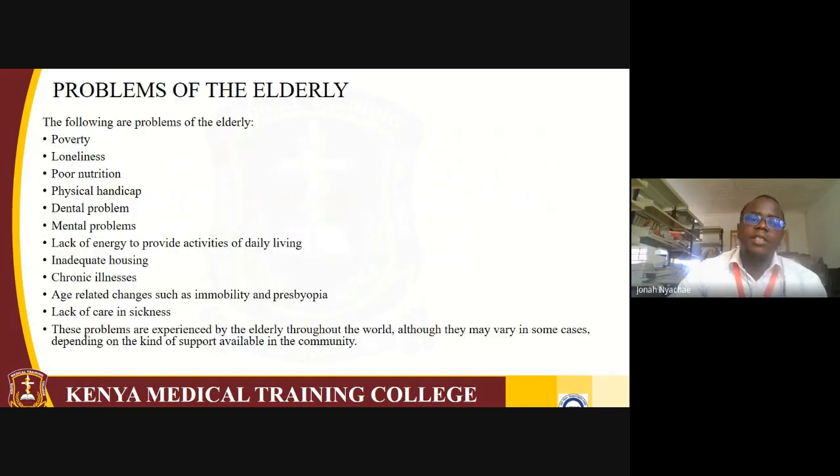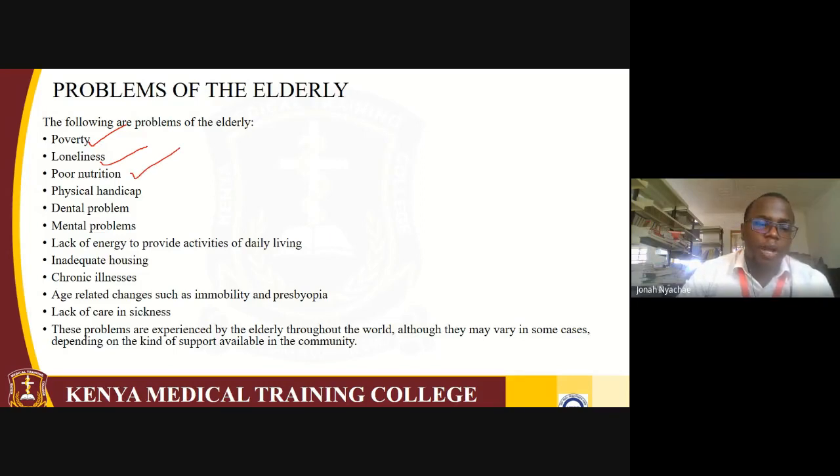So the problems that they may encounter include poverty if they did not invest well during their time. Also, things may just happen. A person may have invested well, but along the way develops medical conditions, and is forced to incur a lot in terms of medical bills, and then it leads to poverty. We have loneliness. They are alone in the villages. We have left them because of the socioeconomic issues.